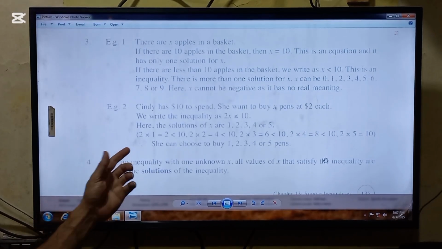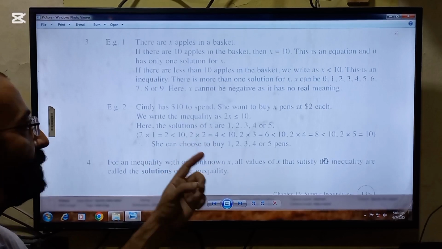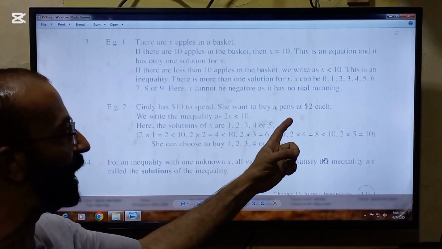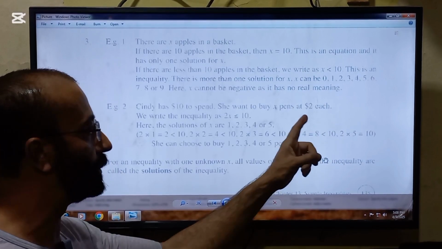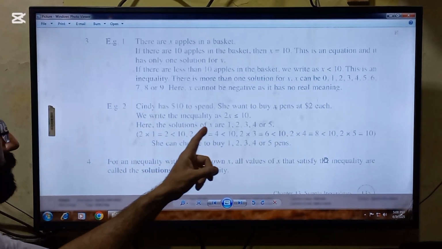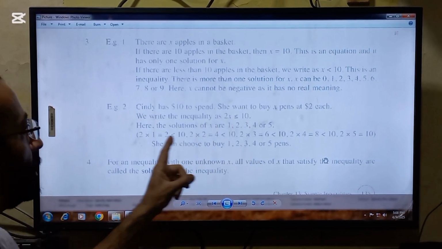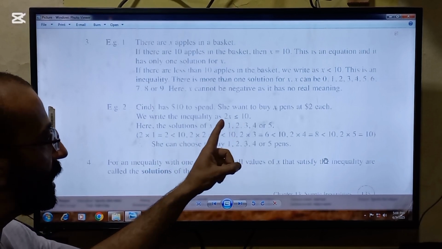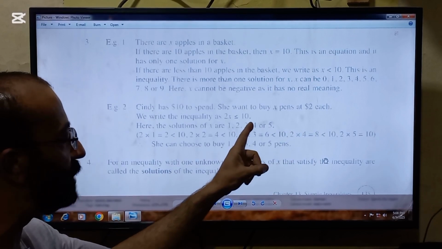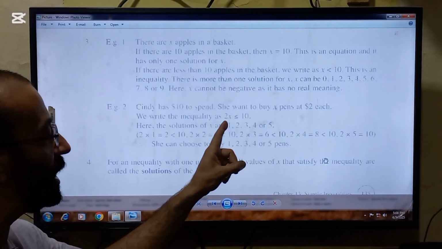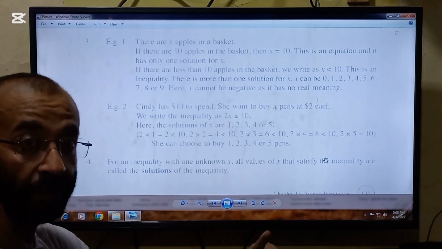Example number 2 is Cindy has $10 to spend. So there is a girl, Cindy, she is having $10. She wants to buy X pens at $2 each. So 1 pen costs $2. So we can write the inequality: 2 times X should be lesser than or equal to 10. Here the 2 is multiplying with X. When it goes to the right side, it goes to the denominator of the 10. X is lesser than or equal to 5 will be the answer.